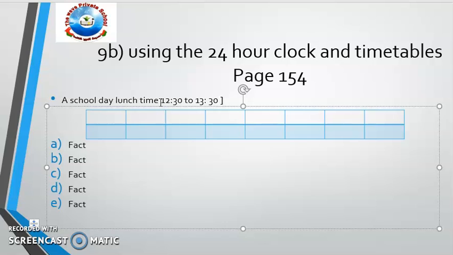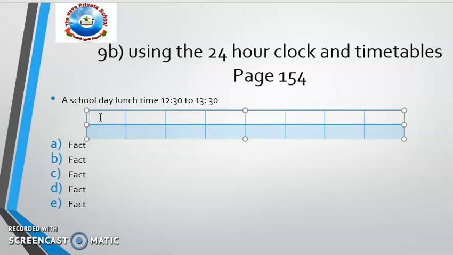Use each timetable to write down 5 facts. You have to write 5 facts. For example, they said lunch time is from 12:30 to 13:30. They said according to their school lunch time, but we have to write according to us. 13:30 means after 12, 13, like 1 o'clock. 1:30 means it is PM.